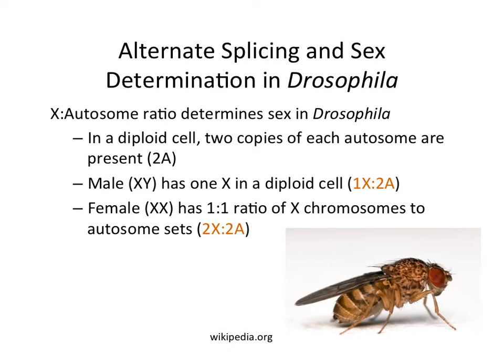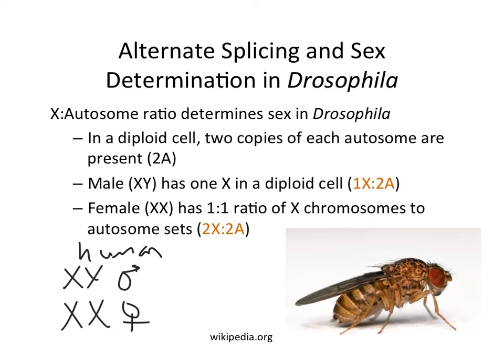Alternative splicing plays a really important role in sex determination in fruit flies. So how do we do sex determination? The X and Y, so let's say human. If you're X and Y, you're male. If you're X and X, you're female.